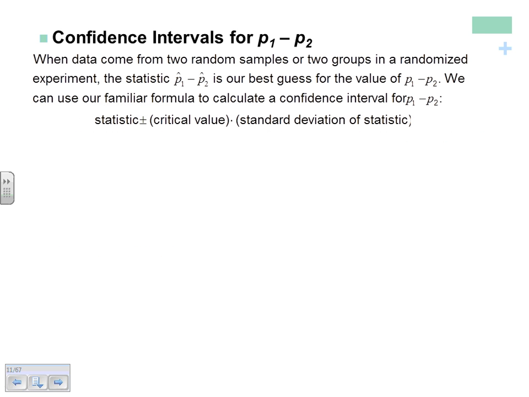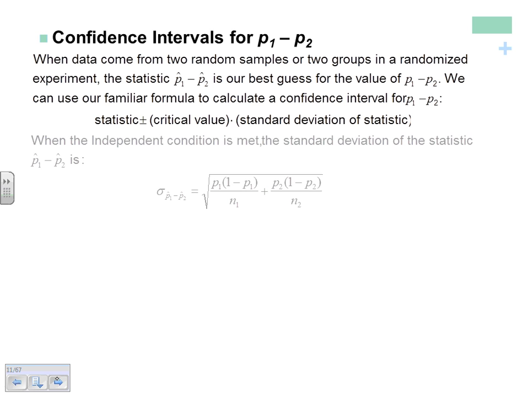All right, with confidence intervals for P1 minus P sub 2. So now instead of doing the hypothesis test, you could also do a confidence interval. You're going to take your statistic plus or minus your critical value times the standard deviation of the statistic.